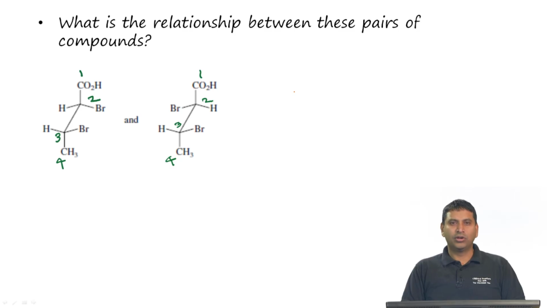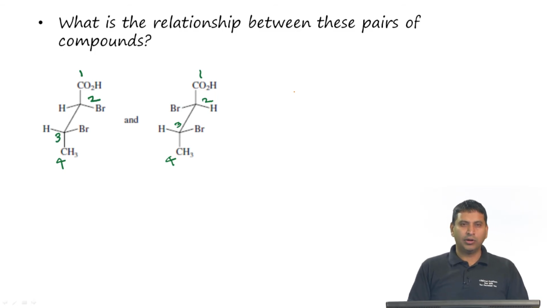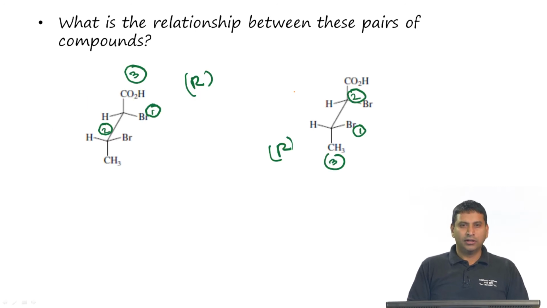Next question is, what is the relationship between these pairs of compounds? Okay. So, most of you are familiar with the Newman and the Sawhorse projections. So, this is an example of a Sawhorse projection. We have numbered the carbons in the following way: 1, 2, 3 and 4. Now, in order to address this question, first let us look at the first molecule.